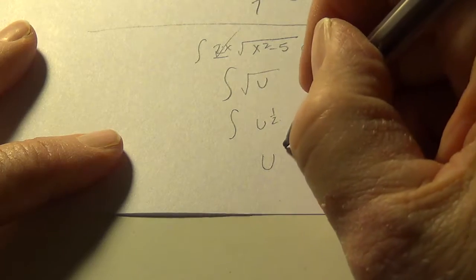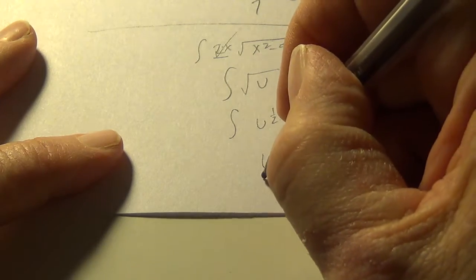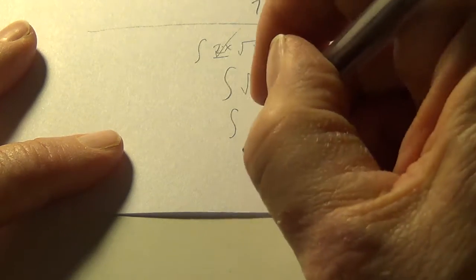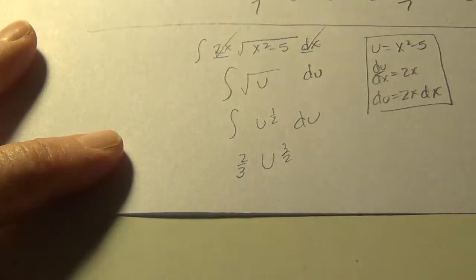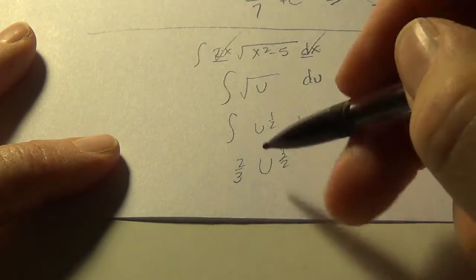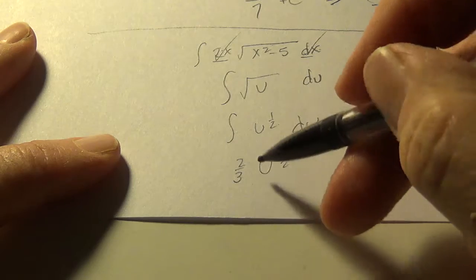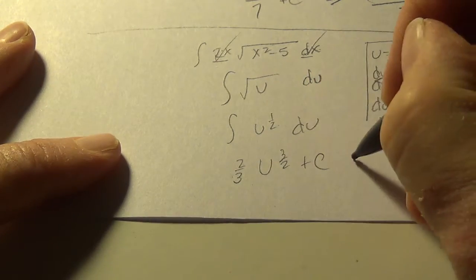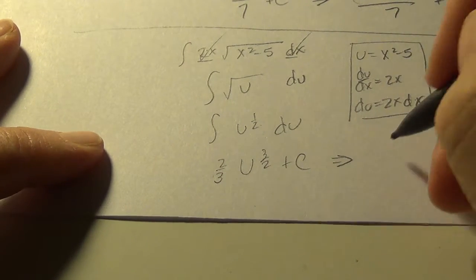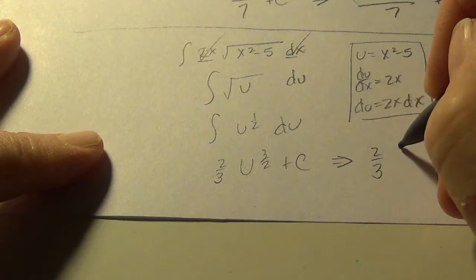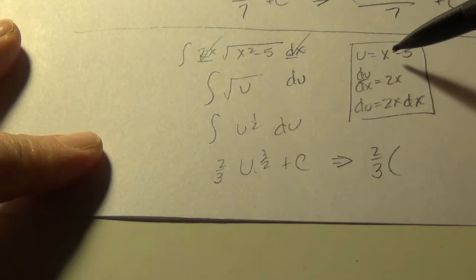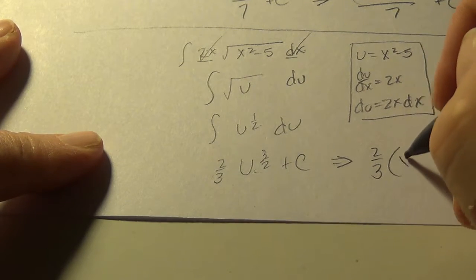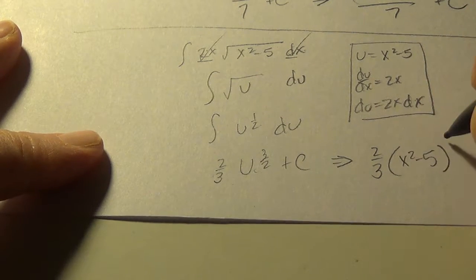So plus 1 gives me 3/2 divided by 3/2, which is the same as multiplying by 2/3. So I usually skip the divide by 3/2 and go right to the 2/3. Plus c, go back, put in my x values for u. u is (x squared minus 5) to the 3/2 plus c.